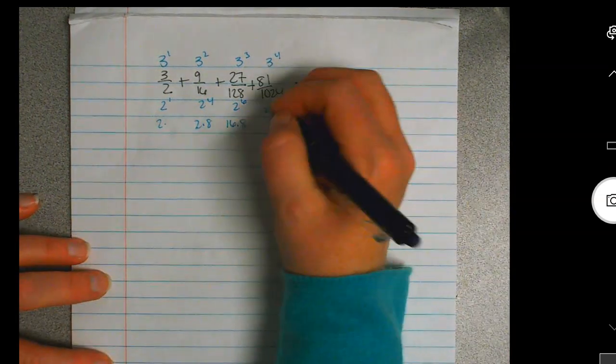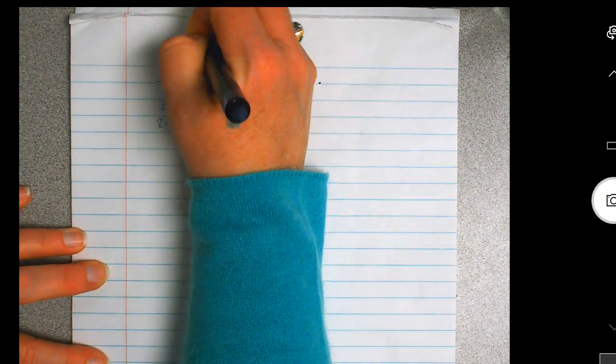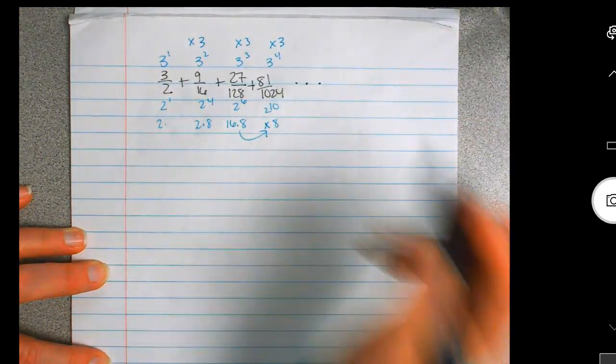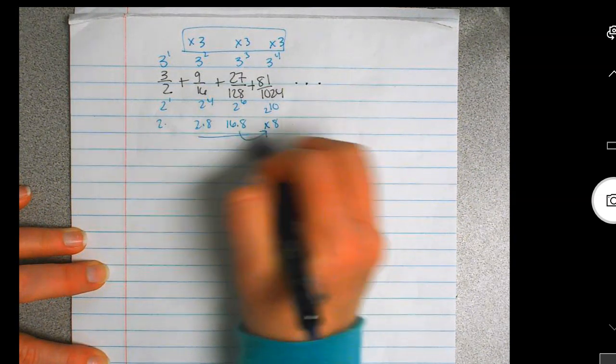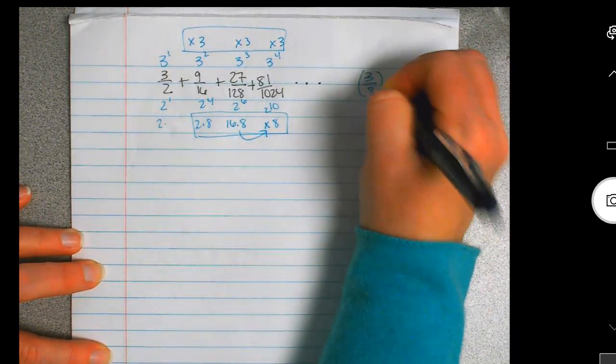And then this would be this one times 8, times 8 every time. So if that's the case, Emma said this one was times 3 every time. This one would be times another 3, times another 3. How do we take these two and say times 3 over 8 each time?